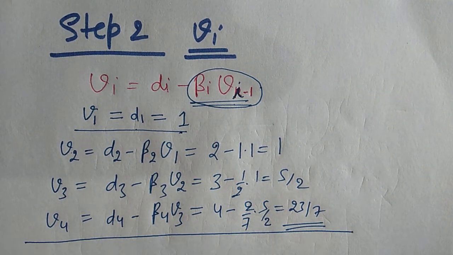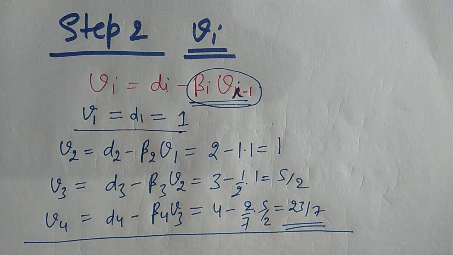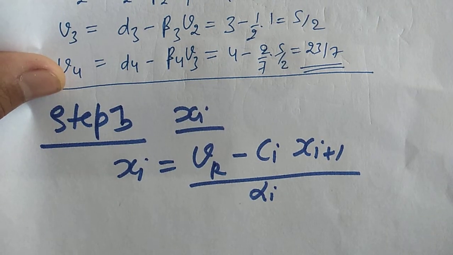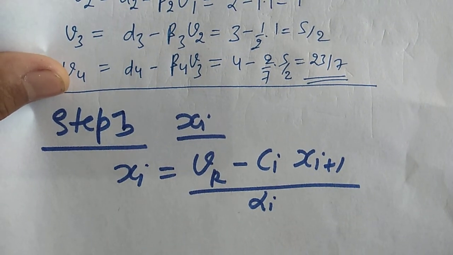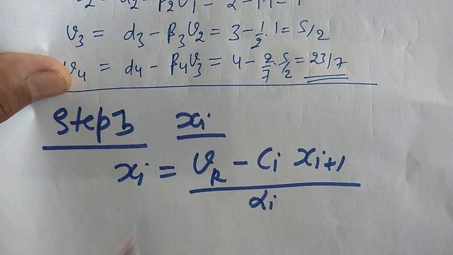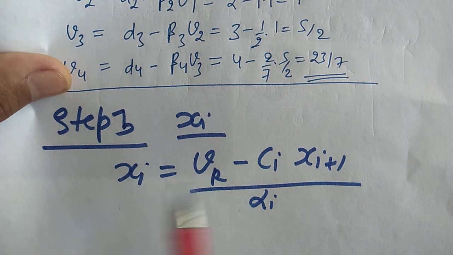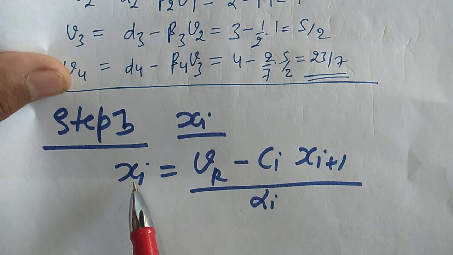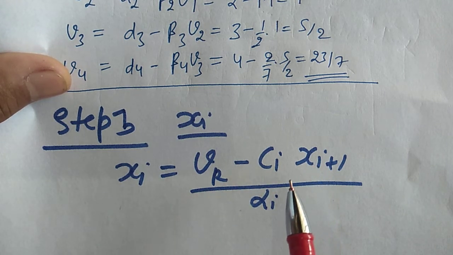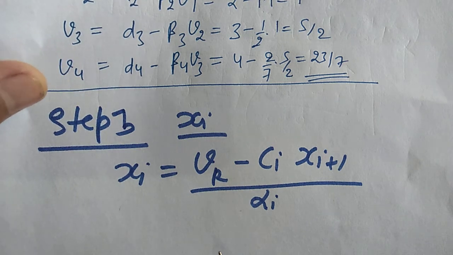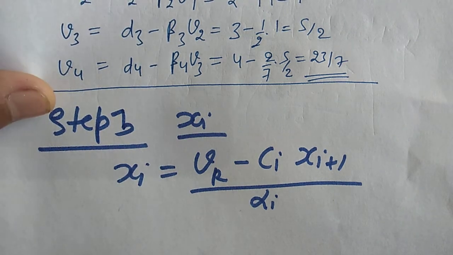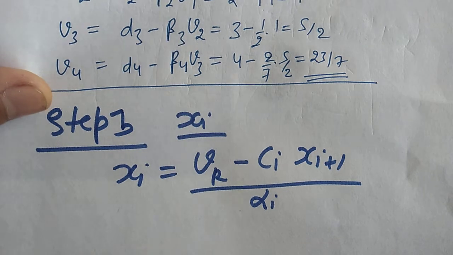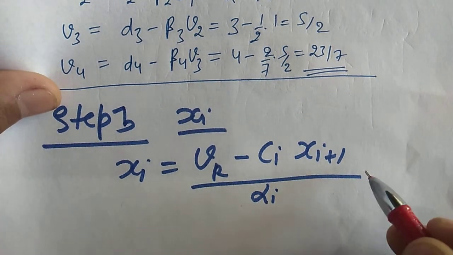And now let me finish step 3, the last step, for finding the xi. So this is step 3, finding xi. If you see this formula, for finding x1 we need x2. For finding x2 we need x3. For finding x3 we need x4. It means this is the back substitution. So in this Gauss elimination, we have the back substitution, and we are getting the answer by the back substitution.